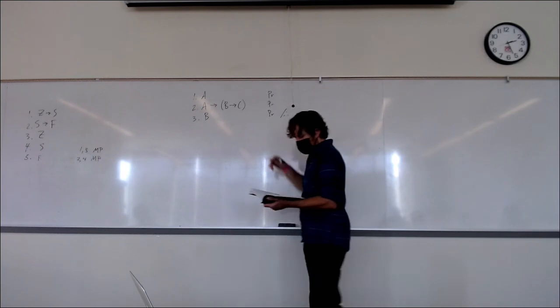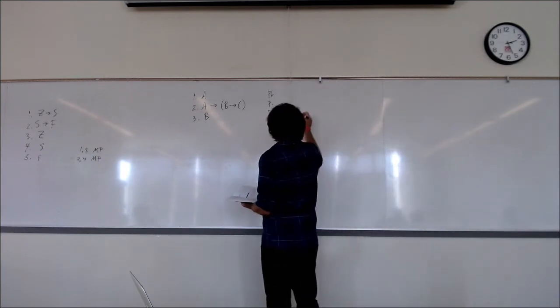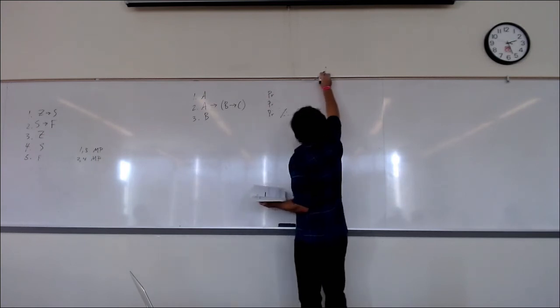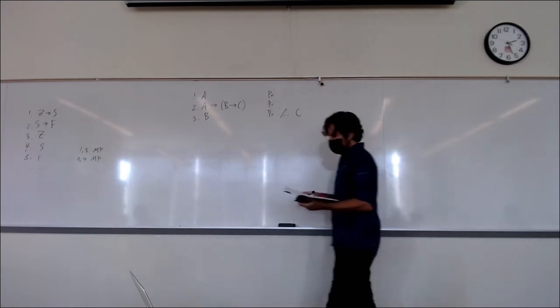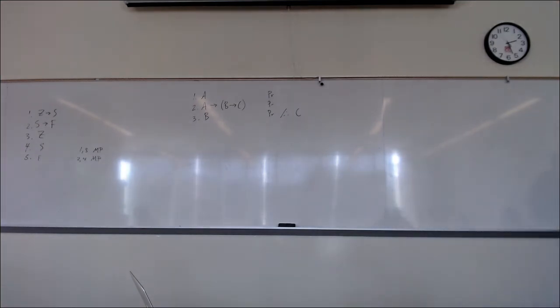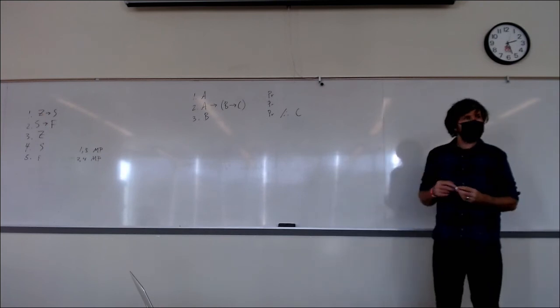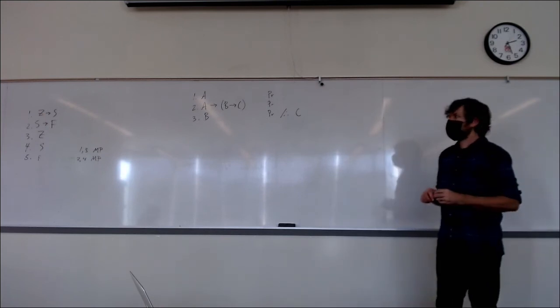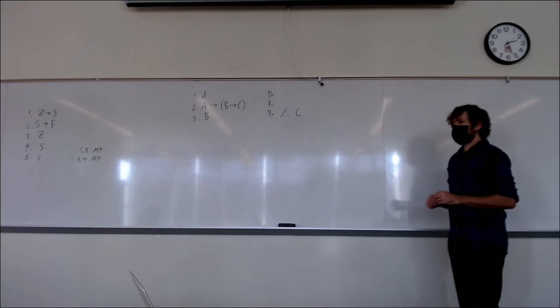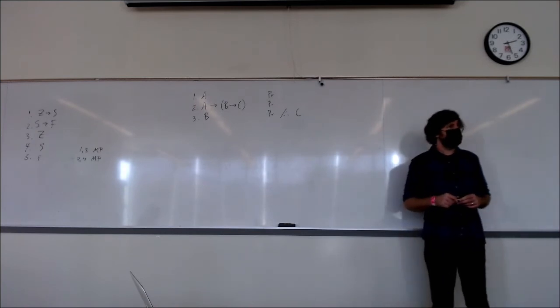Instead of writing prem, I'm just going to do PR for premise, just to save some ink. And our target is going to be C. So I'm going to read off these premises. Premise 1, A. Premise 2, A arrow, B arrow C. 3 is B. And then the conclusion is C by itself.